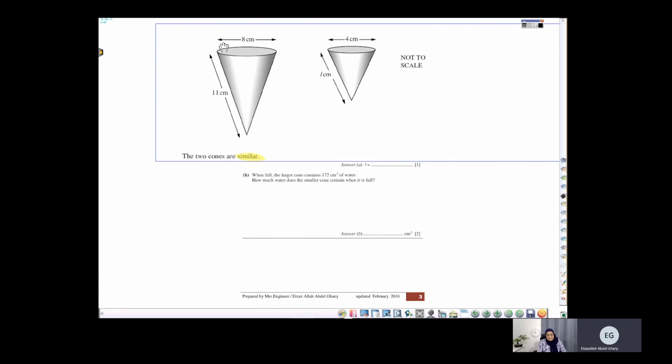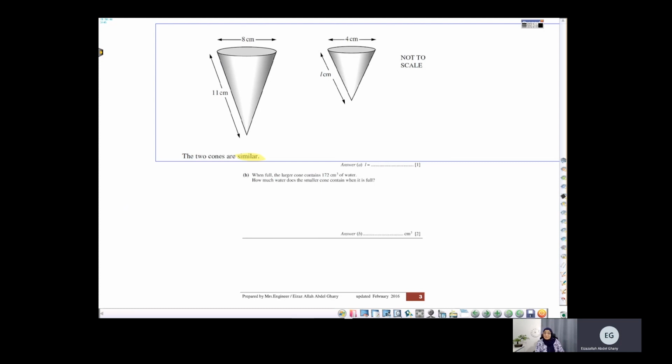This cone has diameter of 8. This is the bigger one. And the smaller one has diameter of 4. And they are similar. What did you understand? The bigger diameter is twice the smaller diameter. Then you knew what? The scale factor is 2. What is the definition of scale factor? You just divide diameter by diameter. 8 divided by 4, it is 2.